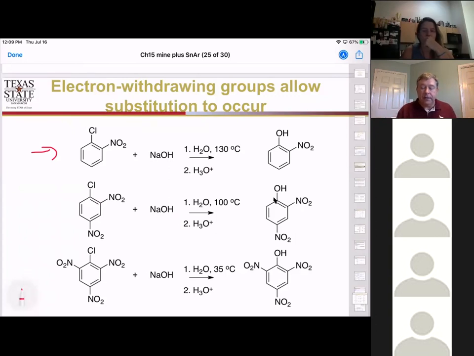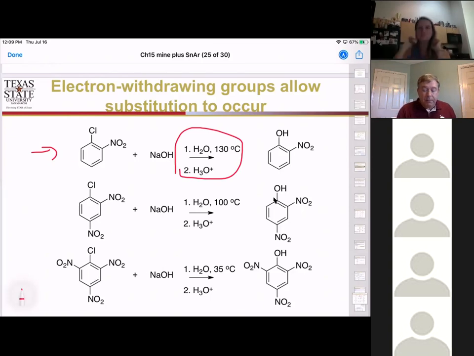By adding a single nitro group, we can actually do it at about 130 degrees, with a whole bunch of sodium hydroxide, and it will displace that chloride. It'll do that substitution reaction, okay? So we have hydroxide as an anion coming in and chloride as an anion leaving, okay? And chloride leaves because it's the weaker base, okay?